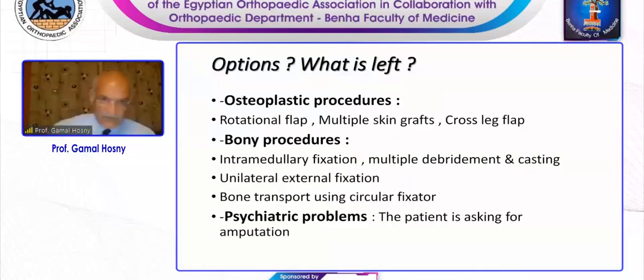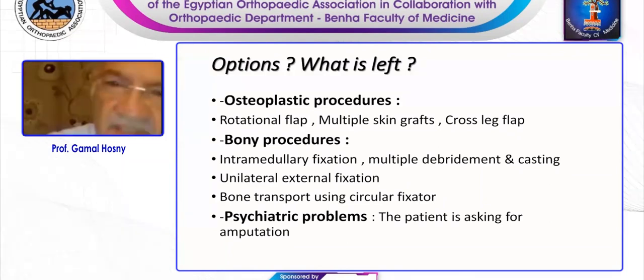What's left? We have all the osteoblastic procedures: rotational flap, cross-leg flap, multiple skin grafts. The bony procedures, you have intramedullary fixation, multiple debridement, casting, unilateral fixator, circular fixator, and bone transport before. Psychiatric problems. It's easy. The patient is asking for amputation. But he's only 18 years old. And you know, in Egypt, he has to reach 21 to decide for himself.